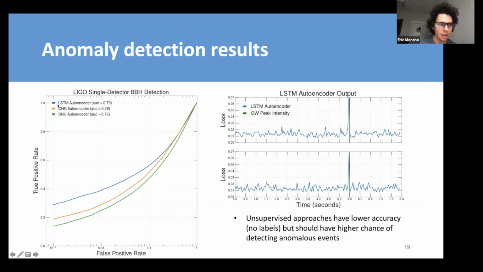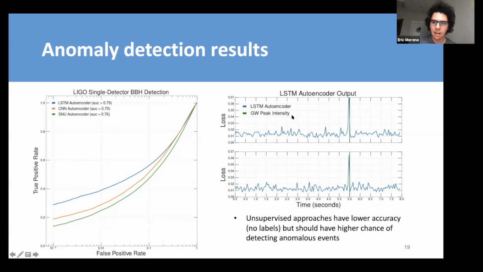I compare here on the left an LSTM autoencoder, a CNN autoencoder, and a spiking neural unit autoencoder. And the results are not great for the spiking neural unit, but I think it's really impressive, honestly, that the spiking neural unit could even keep up at all with LSTMs and CNNs. That it's even in the same ballpark is pretty impressive, given the fact that these are basically just primitive neurons that are firing delta functions.